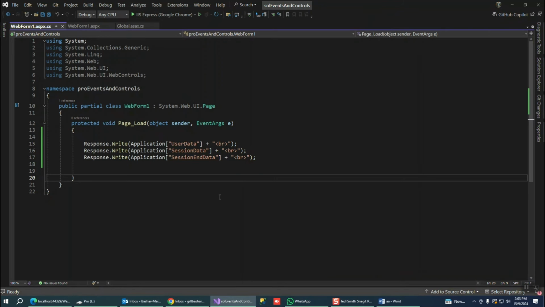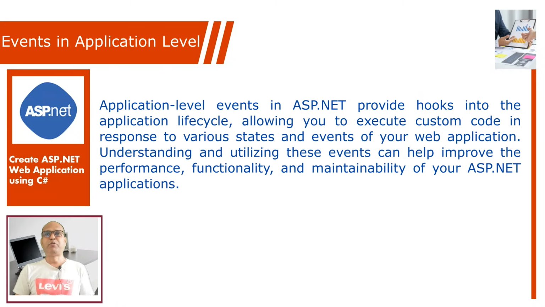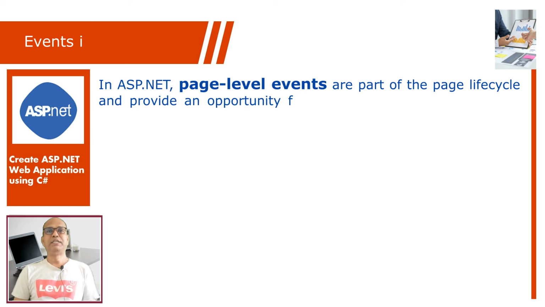That's it for application level events. Application level events in ASP.NET provide hooks into the application lifecycle, allowing you to execute custom code in response to various steps, states, and events of your web application. Understanding and utilizing these events can help improve the performance, functionality, and maintainability of your ASP.NET applications. Events in page level.